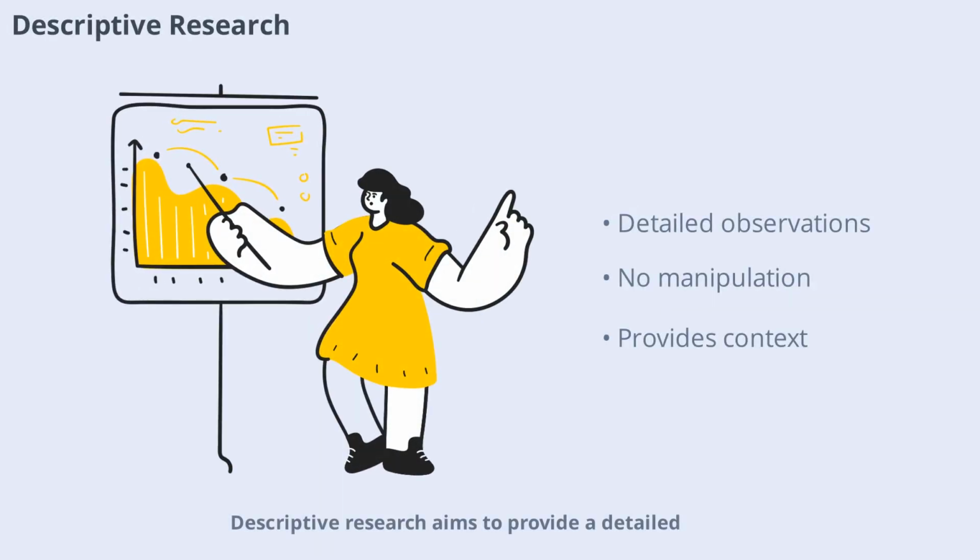Descriptive research aims to provide a detailed picture of a phenomenon as it naturally occurs. In educational psychology, this might involve observing classroom interactions, recording student behaviors, or documenting teaching practices. Descriptive studies do not manipulate variables or seek to establish cause and effect relationships. Instead, they offer valuable baseline information and help researchers understand the context of educational processes. This method is often the first step before more complex research designs are implemented.